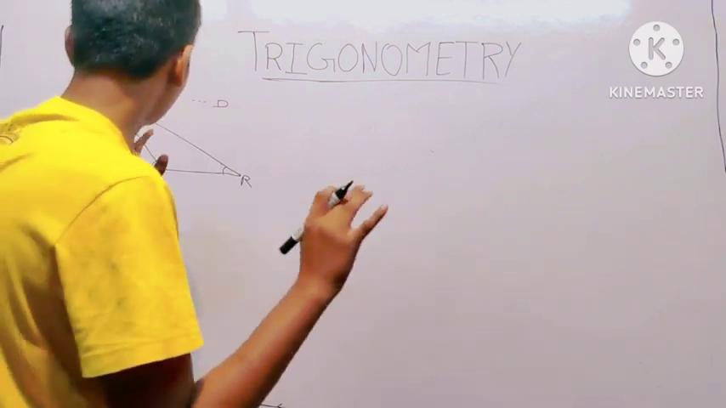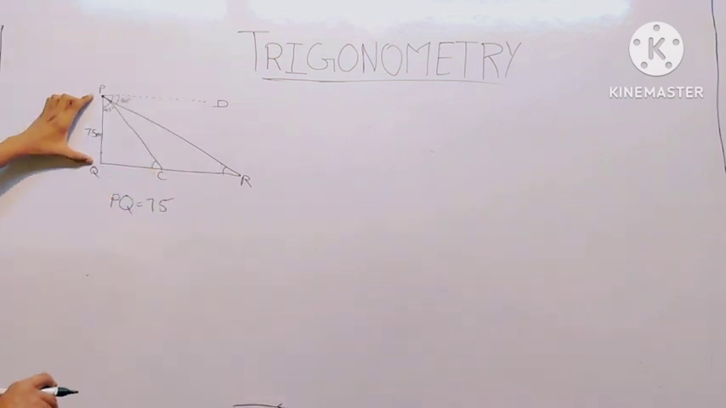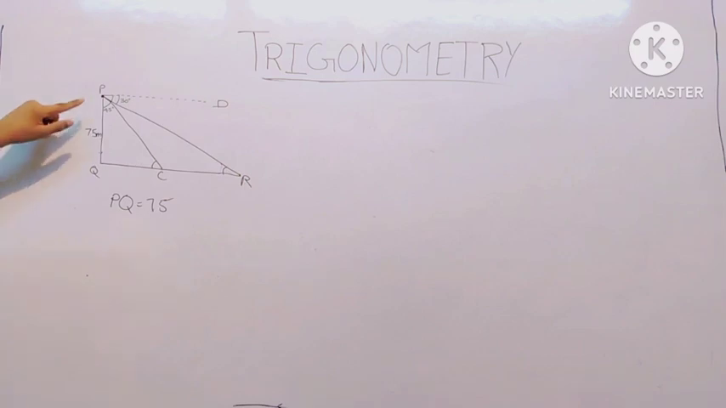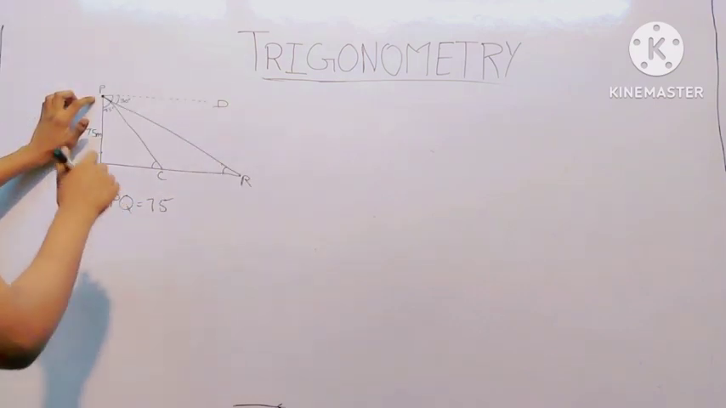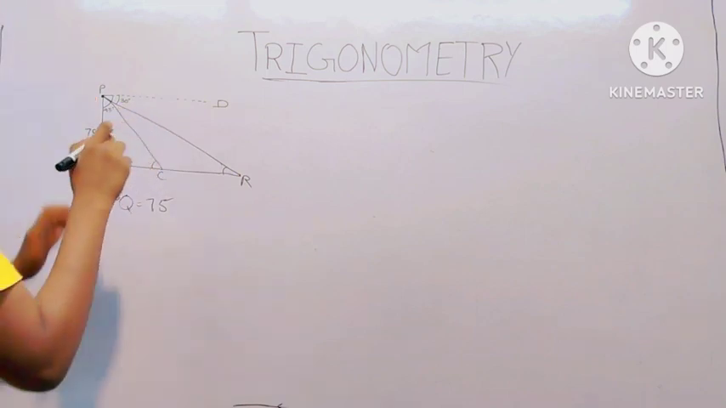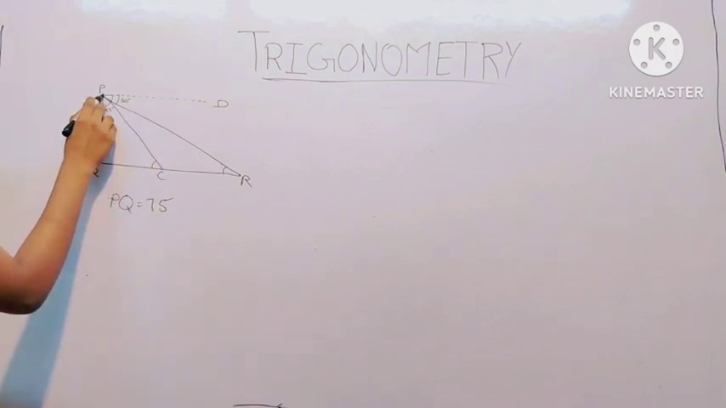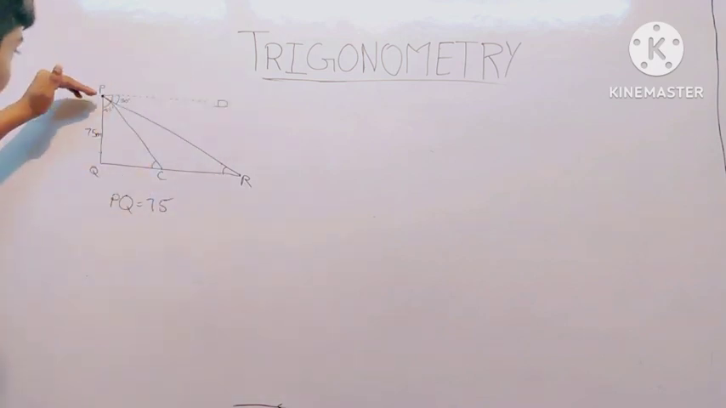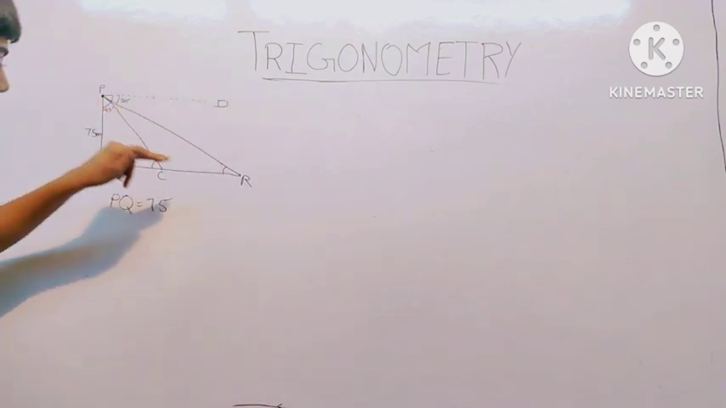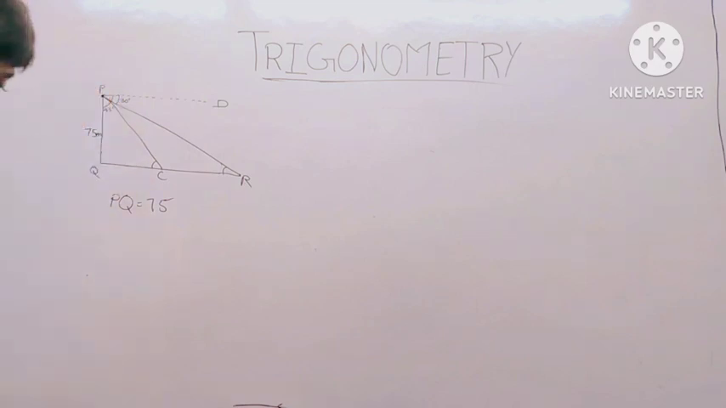So now let's see what was given. There was a lighthouse 75 meters tall. An observer was standing on top of the lighthouse and he was looking at two ships. Here is the eye of the observer, so we'll draw a horizon. PD is the horizon. He is looking at ships which are below the horizon, hence it is the angle of depression.